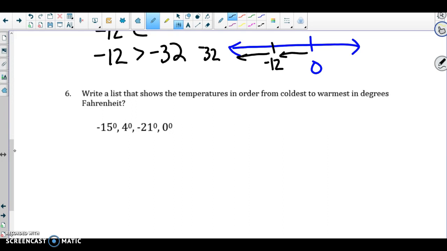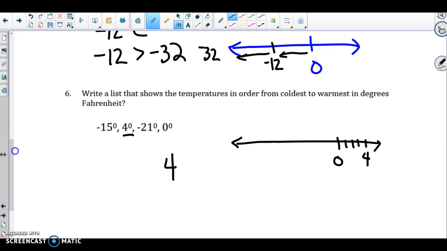And then number 6, write a list that shows the temperatures in order from coldest to warmest in degrees Fahrenheit. So we have negative 15 degrees Fahrenheit, 4 degrees, negative 21, and then 0. Well, here's the good part. I can use my number line here. I can figure out where 0 is, and 4 is going to be over here. 1, 2, 3, 4. Okay, so that's going to be my largest one because the other ones are negative. They're going to be over here on this side.